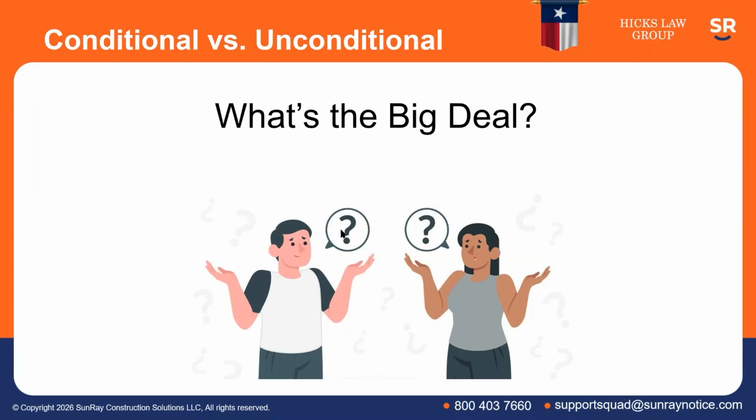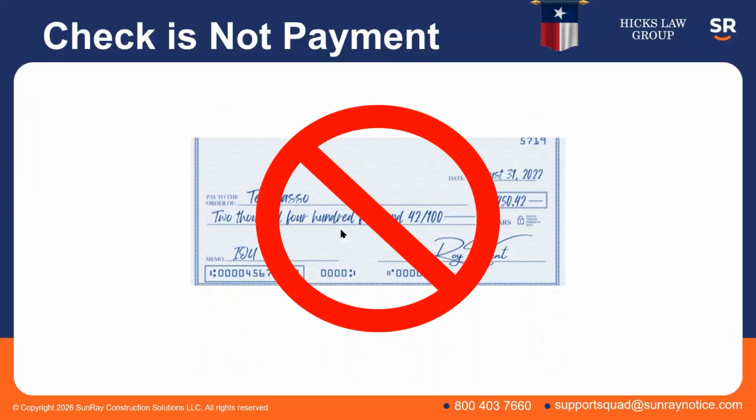What's the big deal? The big deal is a check is not payment. So you want to use a conditional form anytime the money is not already in your bank account. A check does not mean the money is in your bank account. A check means that you've got to deposit the check at your bank. Sometimes they can be returned for insufficient funds up to about 2 weeks later. And so what are you going to do? You are not going to sign an unconditional form of waiver in exchange for a check.